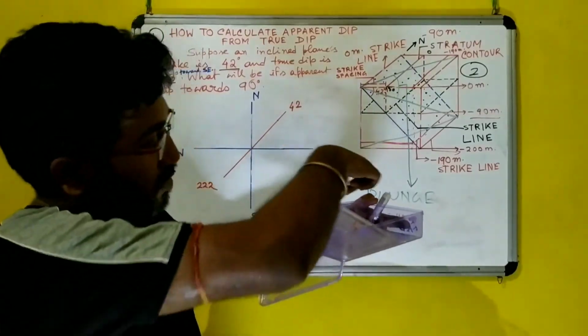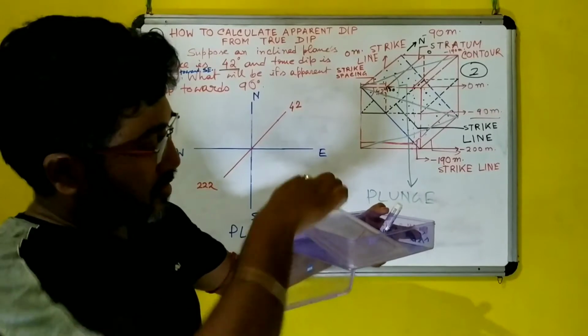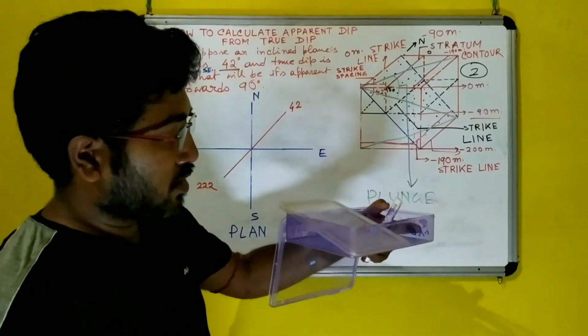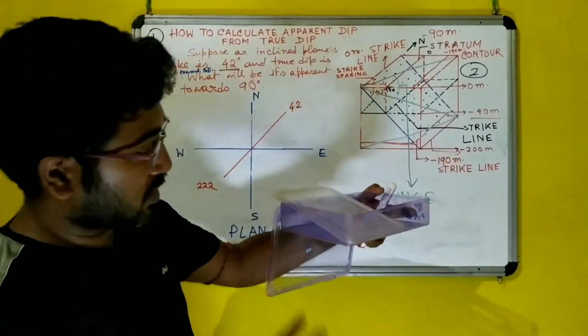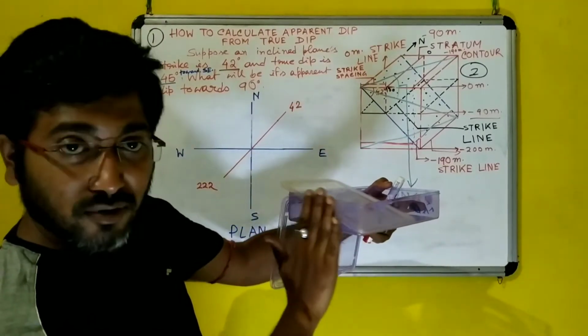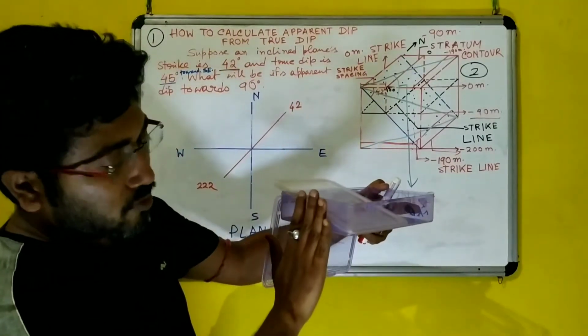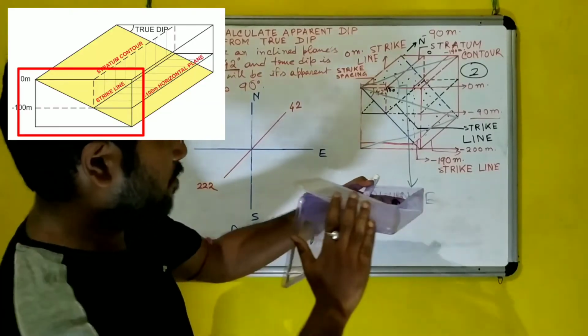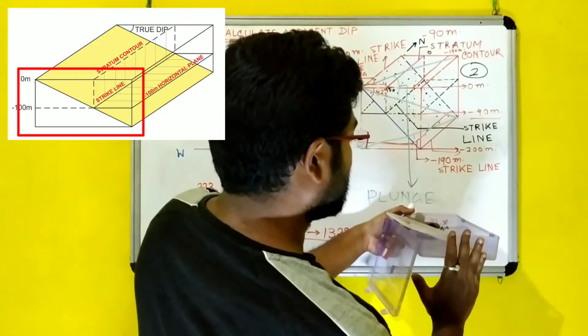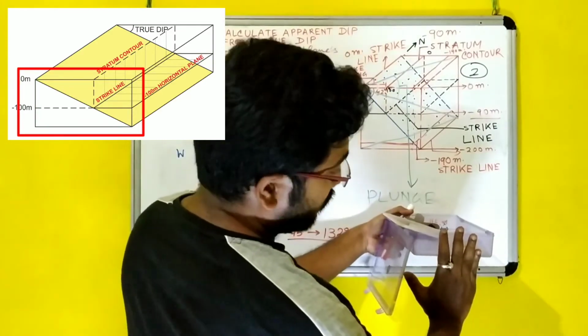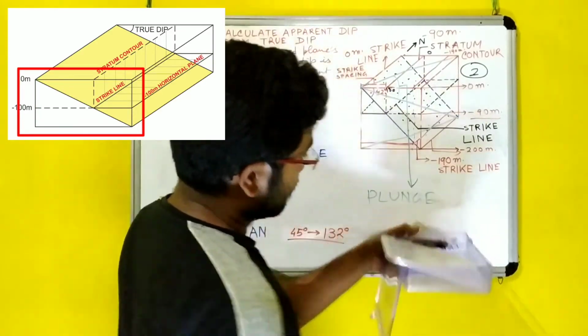So this is a 42 degree strike, and this is the true dip, 45 degrees towards 132. We have to take this perpendicular plane. This is the strike, 42 degrees, and we have to take this perpendicular plane. So we have to project this on this plane of paper or whiteboard. We have to draw this section.